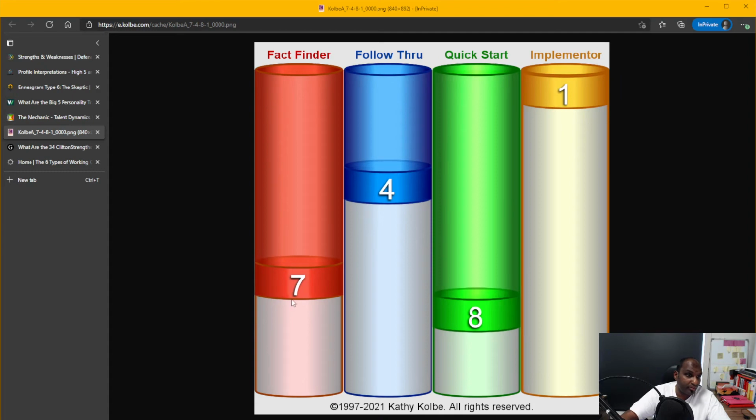For myself, I'm high in fact finder, but not as high as my quick start. So I lead with my quick start, and then I use fact finding to make sure that I have the right information to make the best possible decision with that quick start mentality that I have. But in this case, if I had an 8 here and a 6 or a 7 here, I would do a lot more research before I took action, even though it's a fairly high quick start. That's how it's almost an exponential scale there.